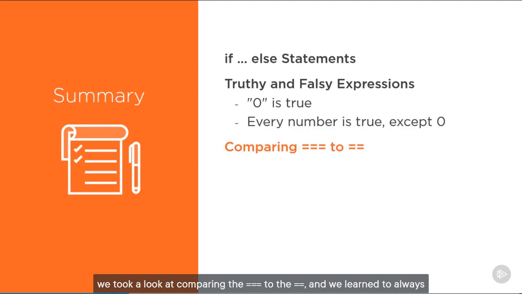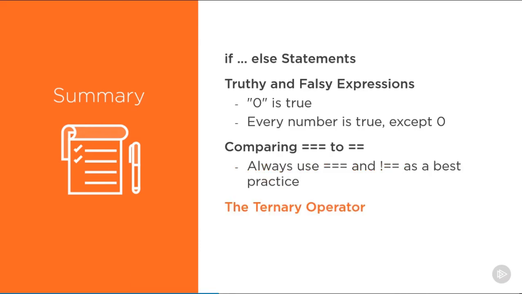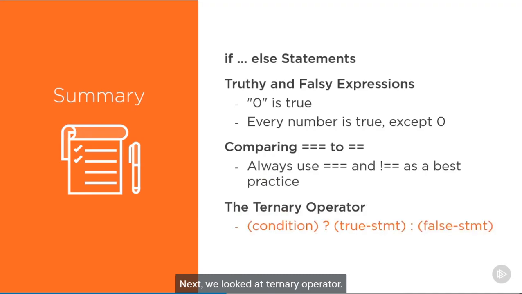Next, we took a look at comparing the triple equal sign to the double equal sign. And we learned to always use the triple equal sign for identically equal to, and the not equal sign as identically not equal to as a best practice. These make sure that you're comparing numbers or objects or anything of the same type. By using the double equal sign or not single equal sign, JavaScript might try to convert types, which isn't always intuitive. Next, we looked at the ternary operator.